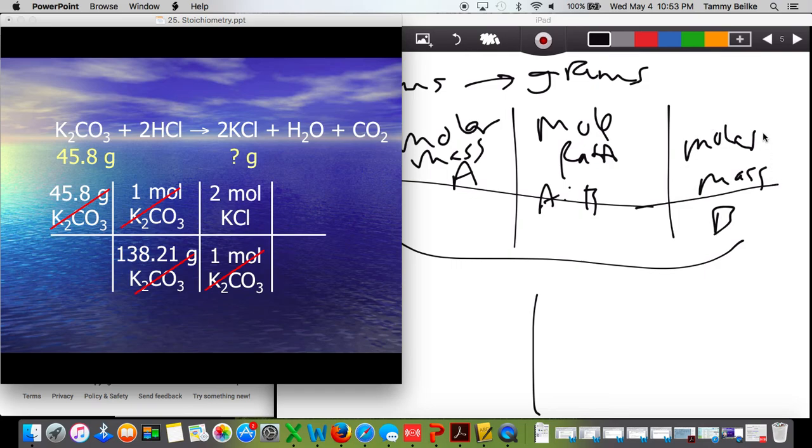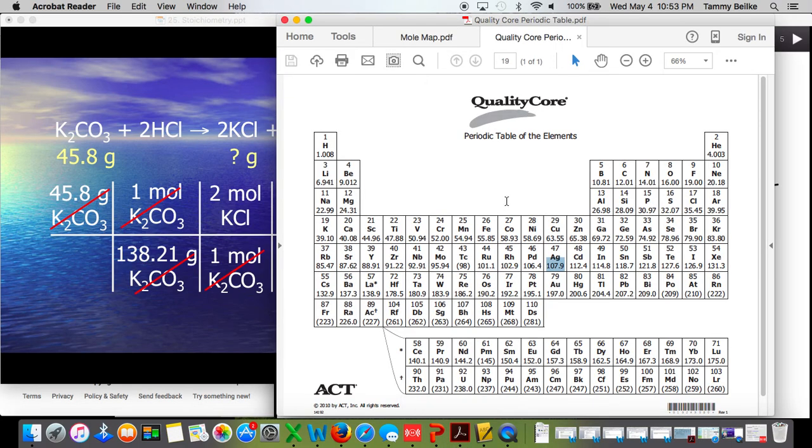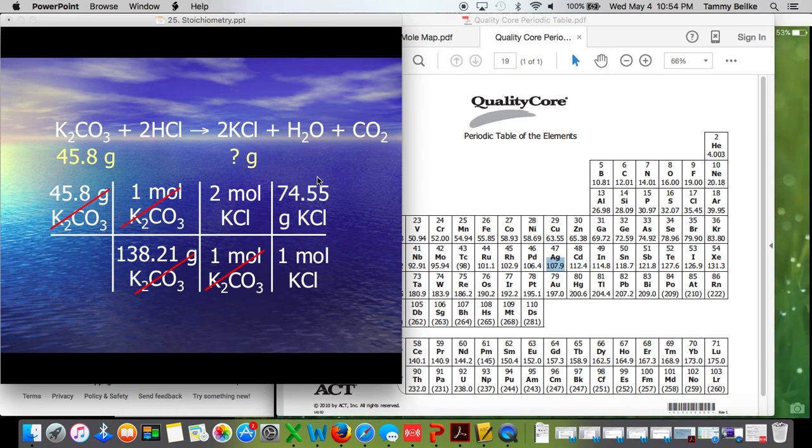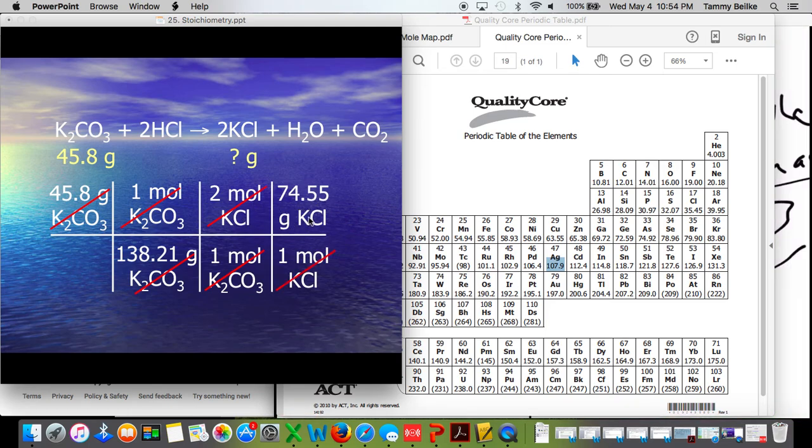My last piece is this molar mass. I need the molar mass of my substance I'm solving for. Well, I'm solving for KCl. You're taking the molar mass of that, so you're going to do potassium and a chlorine. And hopefully, if you pause the video, you get 74.55 grams of KCl over 1 mole KCl. So our moles KCl cancels, and we have grams KCl right here.